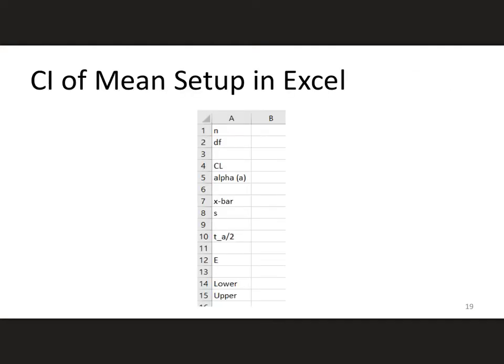I like to always set my confidence intervals of a mean up the same way, and here you can see a little screenshot of how I set my Excel up. So I do my n and then find my degrees of freedom, confidence level, alpha, then I'm going to enter my x bar, my standard deviation, find the t-score, and then you'll have your E, and then your upper and your lower endpoints.